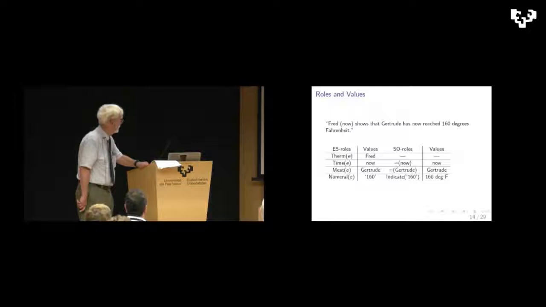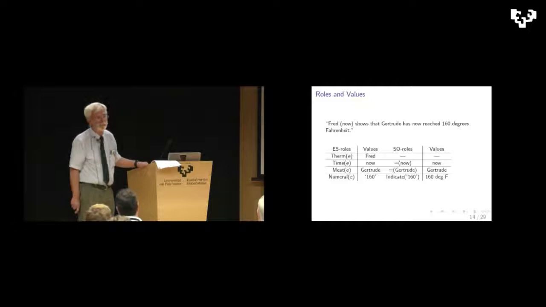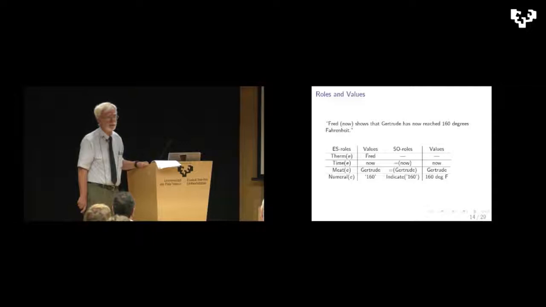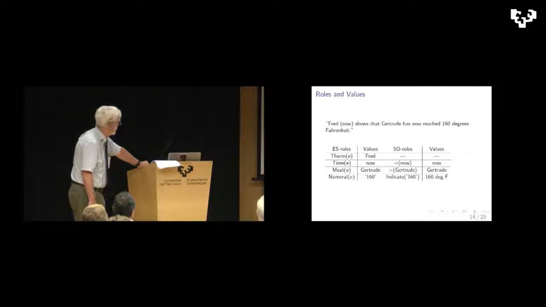You can imagine a different system. Maybe, but I don't know why you would. Maybe you're dealing with some radioactive meat, and so you don't want to stick the thermometer directly in the meat, so you just stick it in Gertrude, and at the same time you put the radioactive meat in a different oven, but never mind. We'll just deal with a simple meat thermometer. And the numeral 160 indicates 160 degrees Fahrenheit.